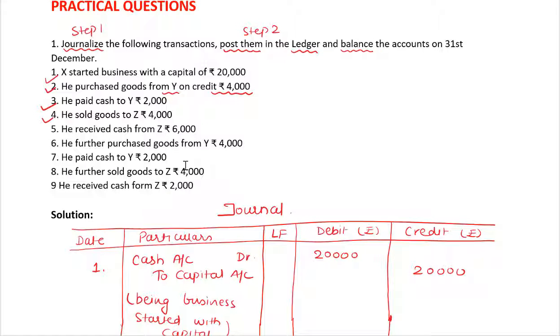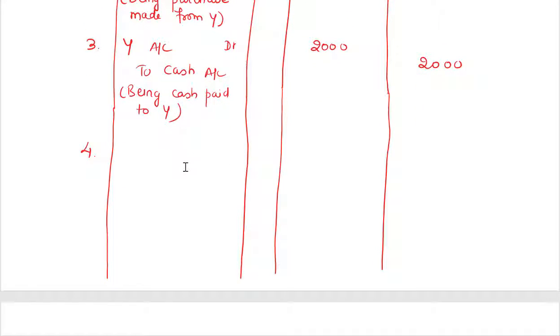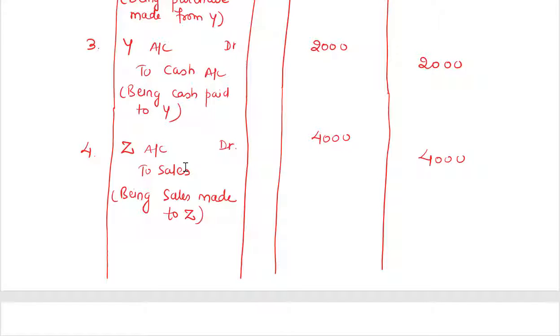The fourth entry: he sold goods to Z, 4,000. If I sold the goods to Z, who is the receiver of the goods? Z. Debit the receiver or debit the debtor, personal account rule. Z account debited to sales, amount is 4,000. You can write narration as being sales made to Z.